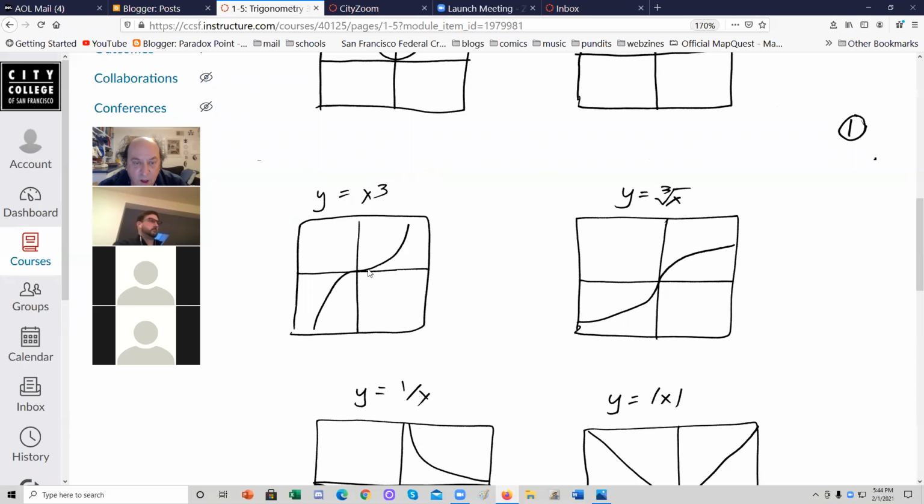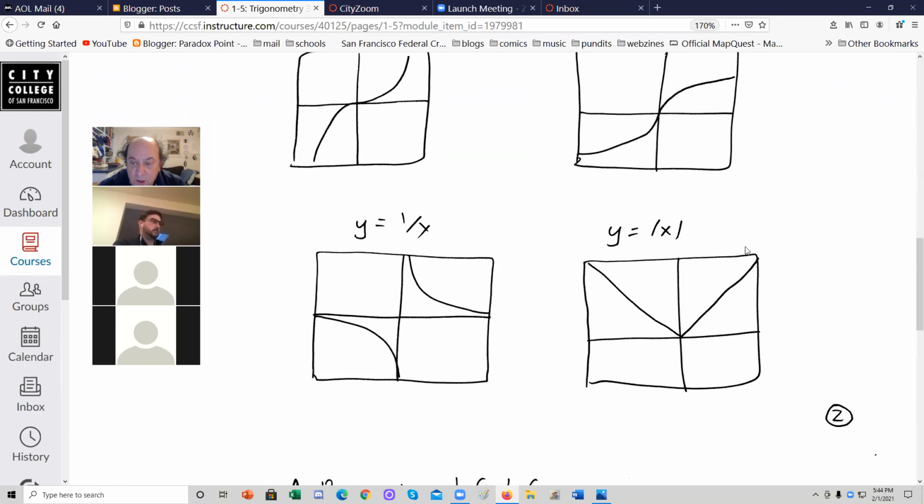Here's a graph of y equals x cubed. Here's a graph of y equals cube root of x. Again, these two are related basically by flipping through the diagonal. I'll discuss that in a few minutes when we talk about inverse functions. Y equals 1 over x has a shape called a hyperbola. Y equals absolute value of x. Its graph is a V shape like this.